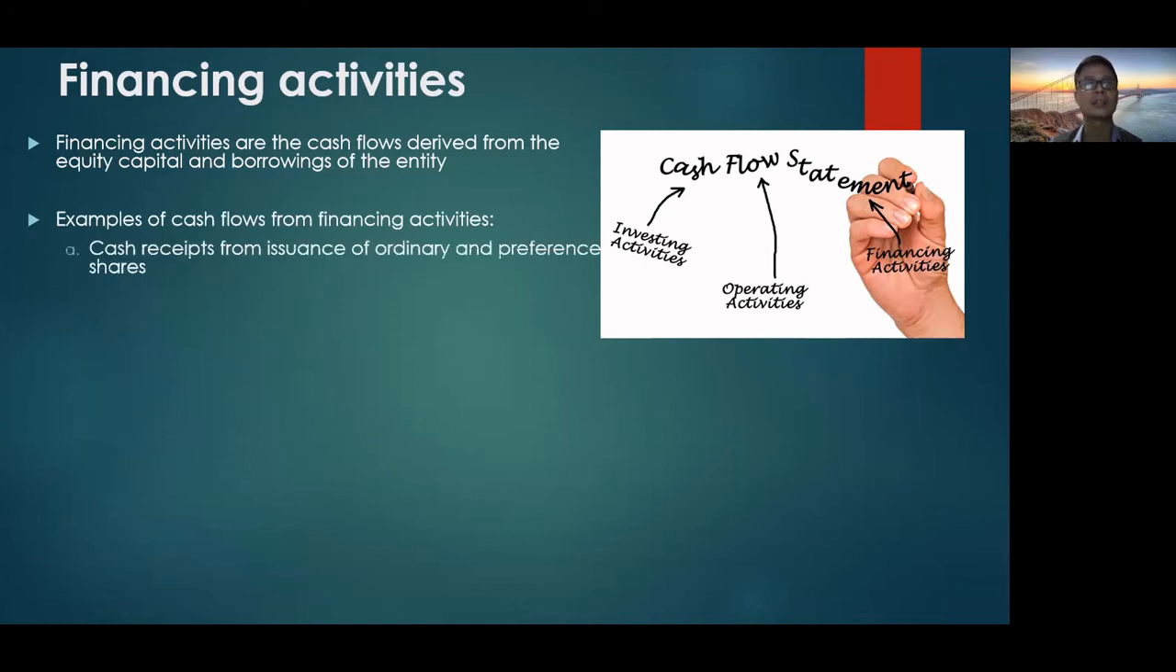Examples of cash flows from financing activities: cash receipts from issuance of ordinary and preference shares. Like we said a while ago, when the corporation issues shares of stock, for example Jollibee issuing shares of stock to its investors in order to procure money, that is cash receipts from issuance of ordinary and preference shares. Cash payments to acquire treasury shares. Treasury shares are the company's own shares that are bought back by the company.